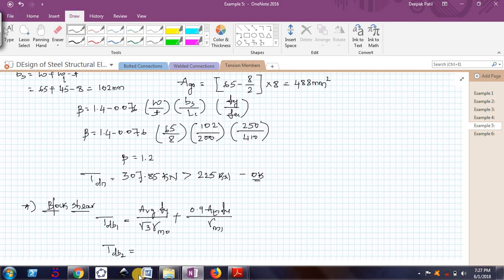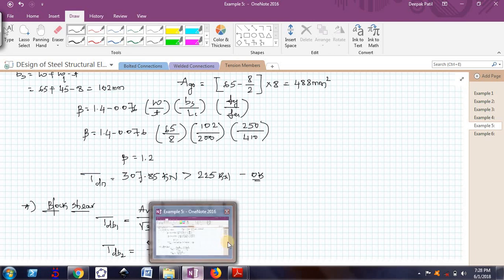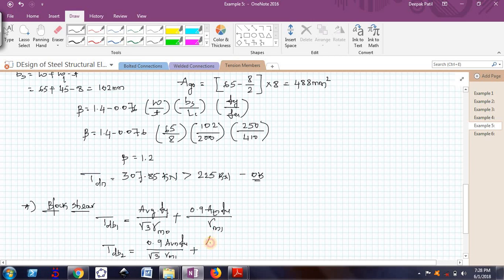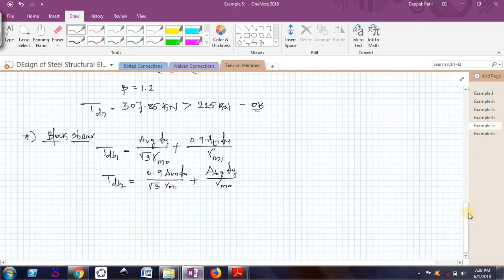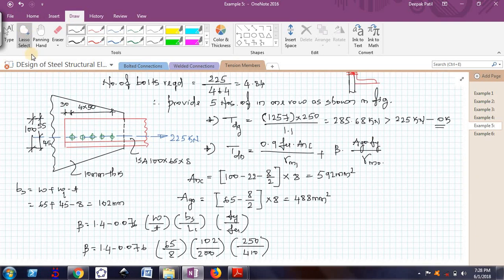TDB2 is 0.9 AVN Fu divided by root 3 gamma m1, plus ATG Fy divided by gamma m0. Okay, so I will calculate the values for AVG and all the other terms, but before that I will just take this figure below.